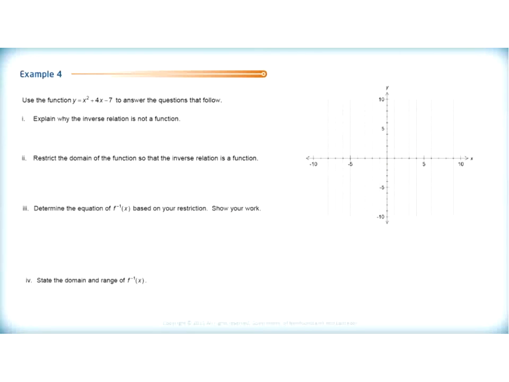Example 4. Use the function y equals x squared plus 4x subtract 7 to answer the questions that follow. Explain why the inverse relation is not a function. Well, the reason why it's not a function is because this is a parabola that opens up, right? And the horizontal line test, I'll just write HLT, the horizontal line test tells me that the inverse is not a function.